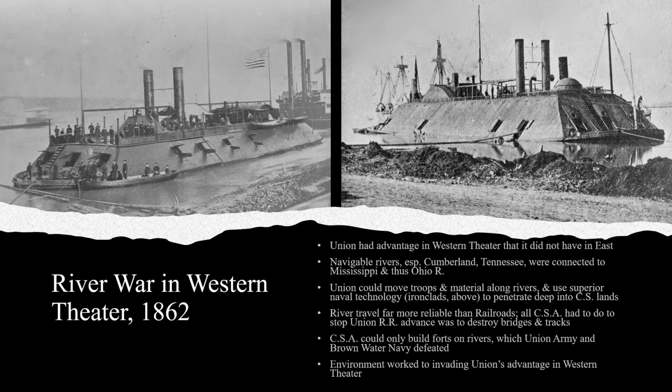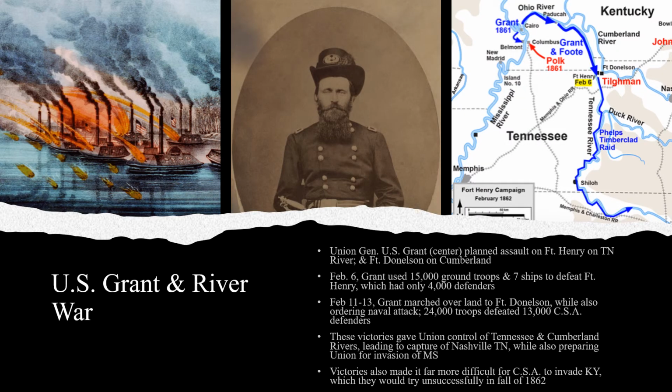To this end, Union General Ulysses S. Grant, in partnership with U.S. Navy Flotilla Commander Andrew Foote, began a strategy of focusing on capturing Confederate strongpoints along the western rivers in February of 1862. Some of the most important joint Army/Navy battles were fought at the battles of Fort Henry on the Tennessee River and Fort Donelson on the Cumberland.